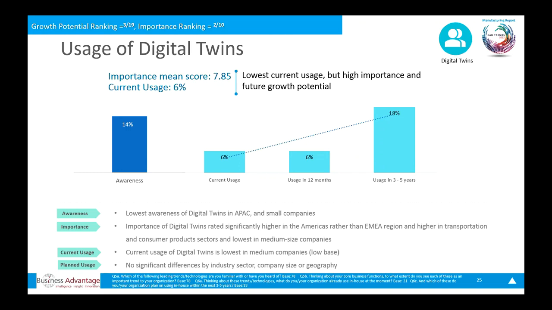And they're clearly seeing the benefits of being able to understand how a product is performing now and predicting how it will perform in the future or in different environments. Awareness is currently low at 14%. And although this is based on a small sample, awareness is somewhat lower in the APAC region. Digital twins offers high growth opportunity, and while current usage is low at 6%, it's expected to grow to around 18% in the next 3 to 5 years.